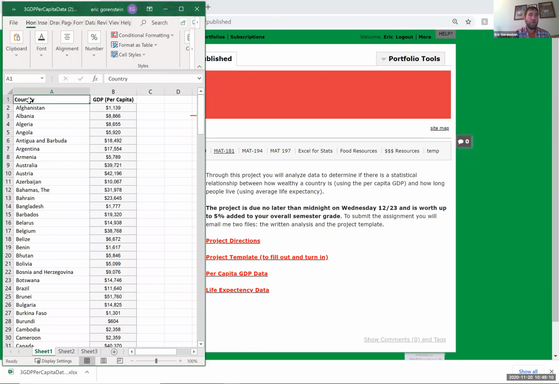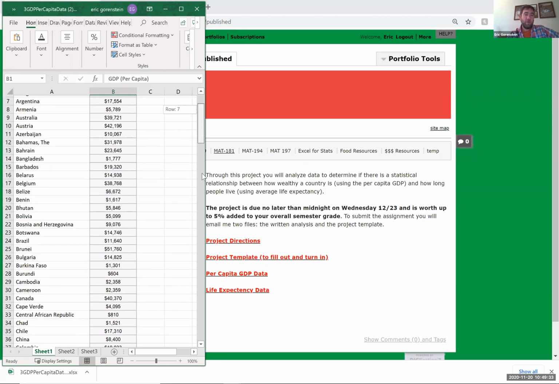lists every country in the world and their per capita GDP. So the per capita GDP, that's basically if you took all the wealth a country has and you divided it equally between every person living in the country, that's how much each person would get. Some countries have more, some countries have less.